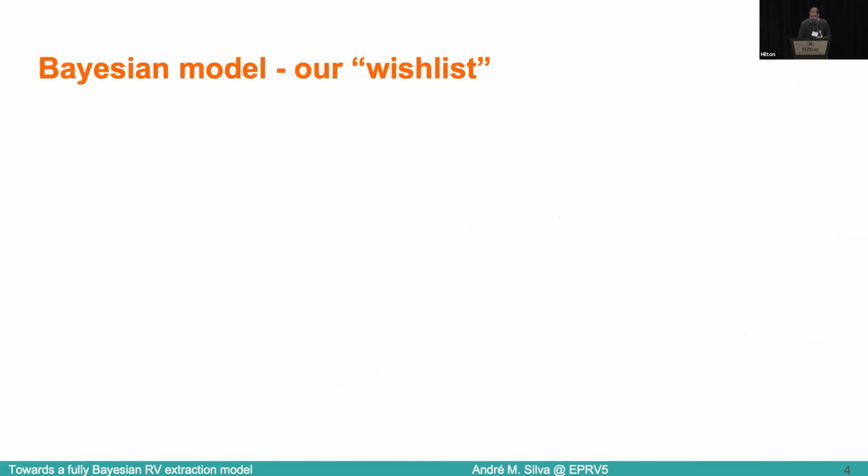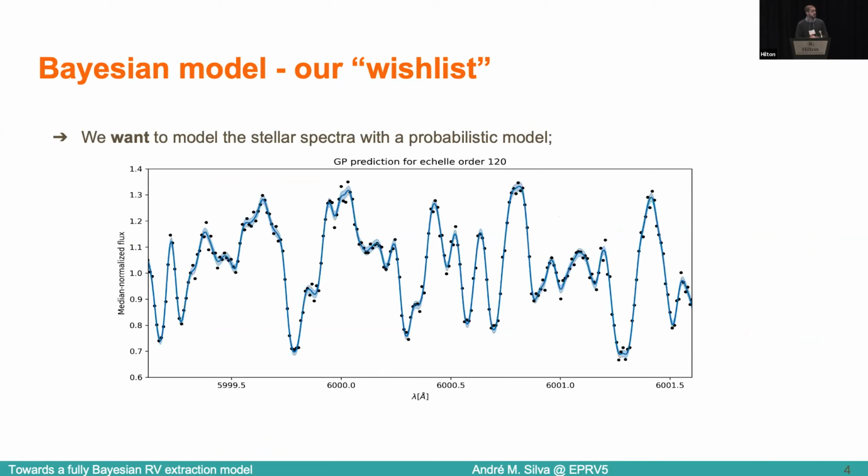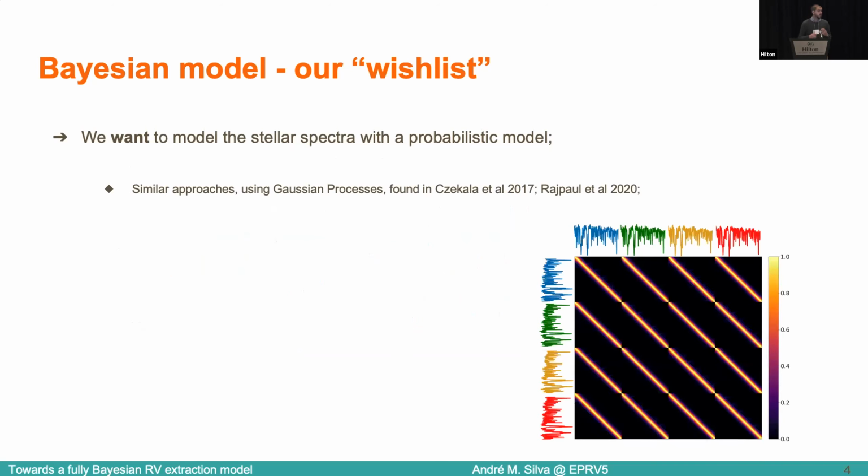And for that effect, we could draft a sort of wish list of features that we would like to have. The first one, and the most obvious one, is to model the stellar spectra under a probabilistic framework to avoid this dependency of the model and the observations. One option to do that is using Gaussian processes to model the stellar spectra. And in fact, this idea is not new. We could find it in Rajpaul et al. and Czekala et al. in 2017.